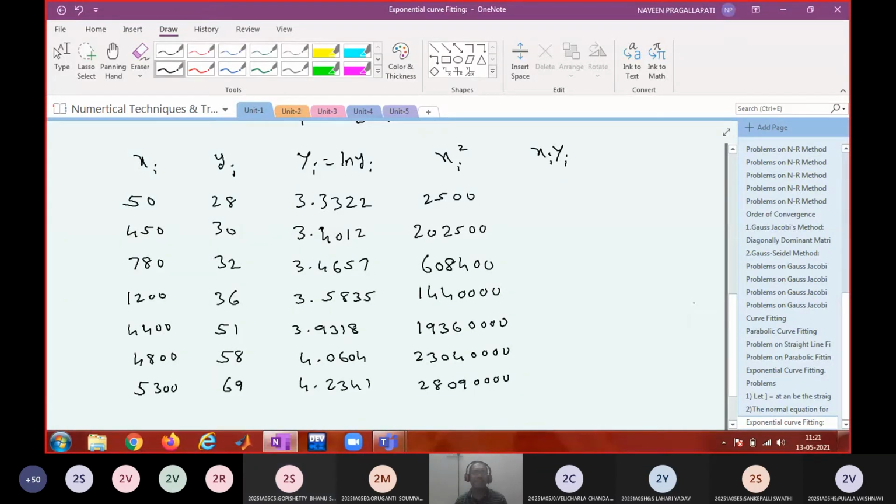Xi into yi. Xi into ln yi, capital Yi this is. Xi into ln yi. What is the first one? 50 into 3.3322.